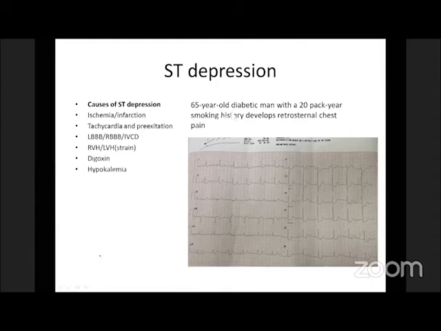This is a 65-year-old diabetic man with a 25-year history and smoking history, who develops retrosternal chest pain. On the ECG, there is diffuse ST depression from V1 to V6. If the patient has typical ischemic chest pain and multiple risk factors like smoking and diabetes, there is high likelihood that the patient has acute cardiac insult, possibly non-STEMI or unstable angina.